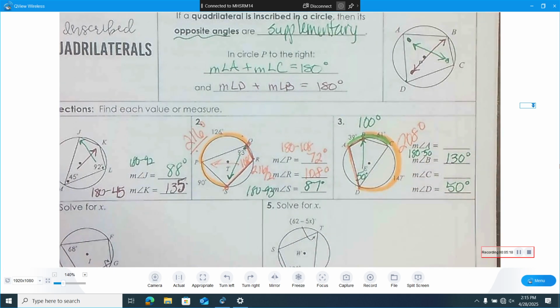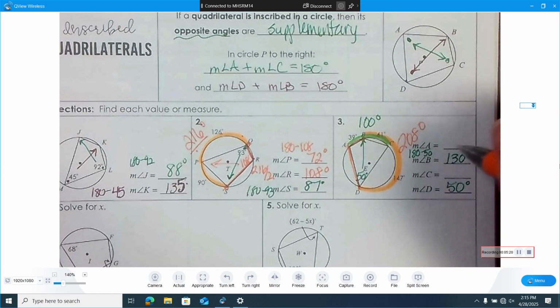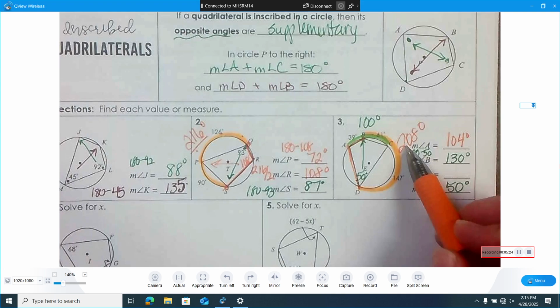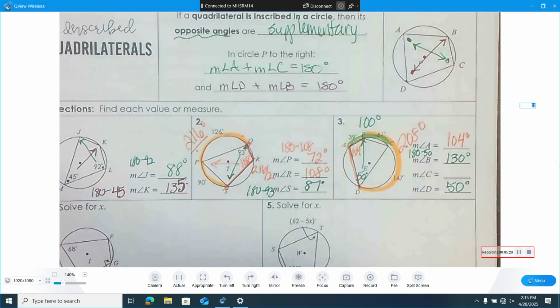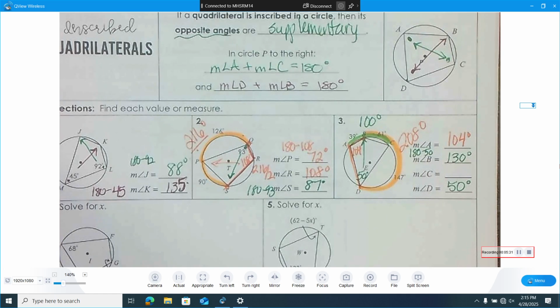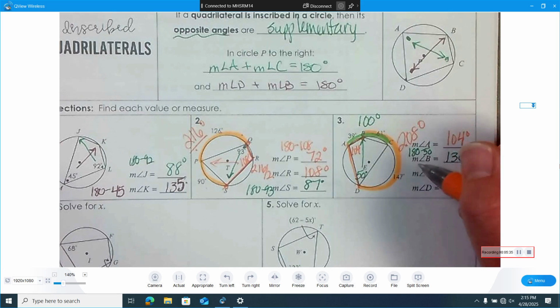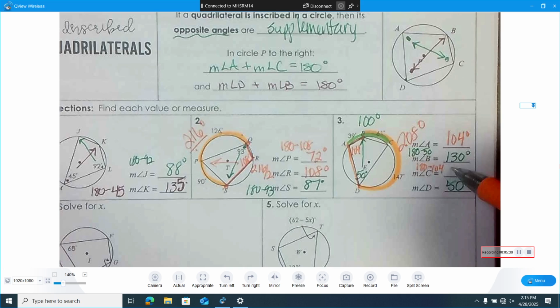And so what's the measure of angle A? 104. And that is half that arc, so 208 divided by 2. All right, so angle A is 104. And then, how'd you get 76? You take 180 minus 104. Good, 180 minus 104 is 76 degrees.